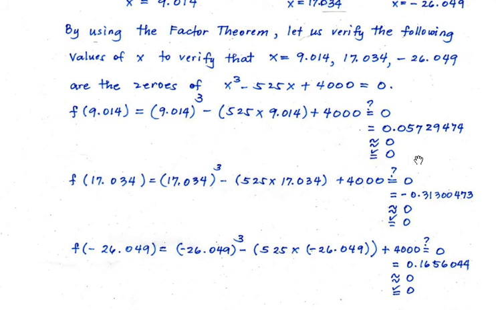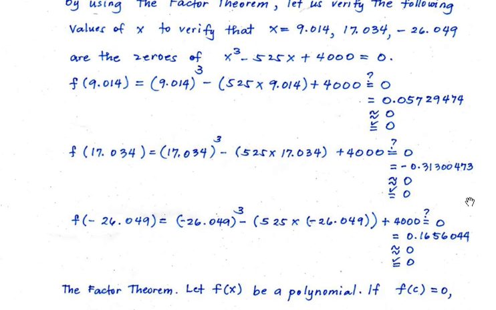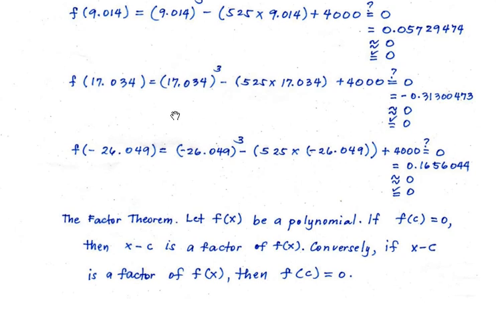Then we can say by the factor theorem that x minus 9.014 is a factor of our polynomial. Okay, let's move on to show that 17.034 is also the value of x that will make the function 0. The value of x, cube it, minus 525 times this x, then plus 4000. Then we got negative 0.3130473, approximately equal to 0. And yes, it is equal to 0.